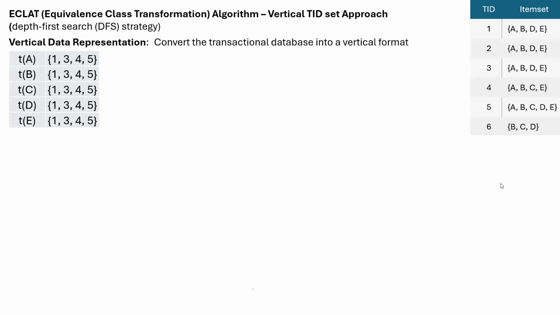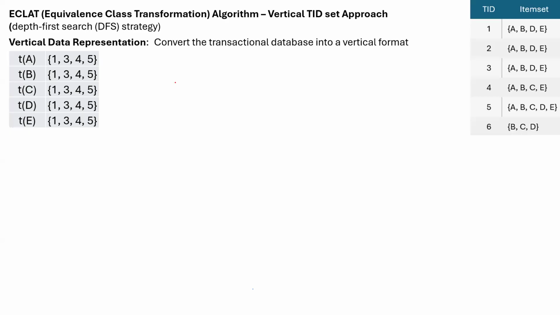Okay. So what we do in this ECLAT algorithm is that it is called the vertical TID set approach. Carefully observe what we do as the first step: we convert this transactional database into a vertical format. This is the transactional database that is given to us, and we convert this to the vertical format. I just have to edit this. I think this is not right, but let me show you how we can do it. We convert the transactional database to vertical format.